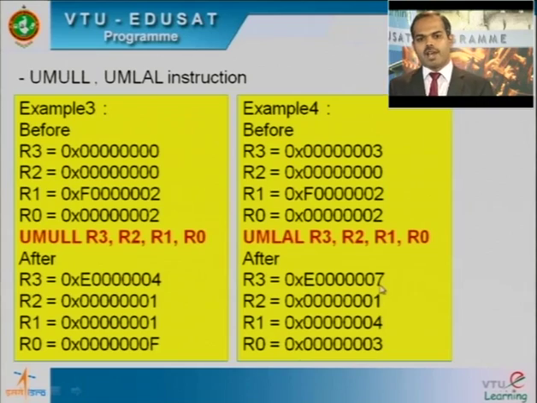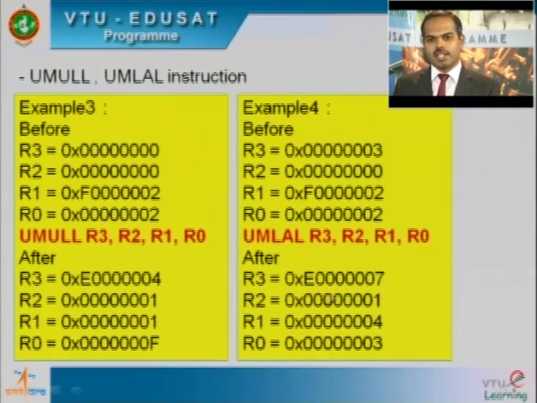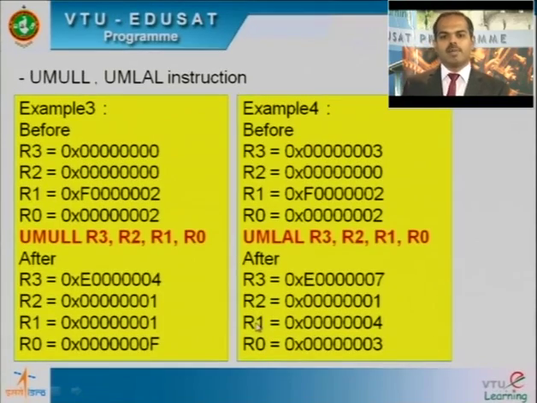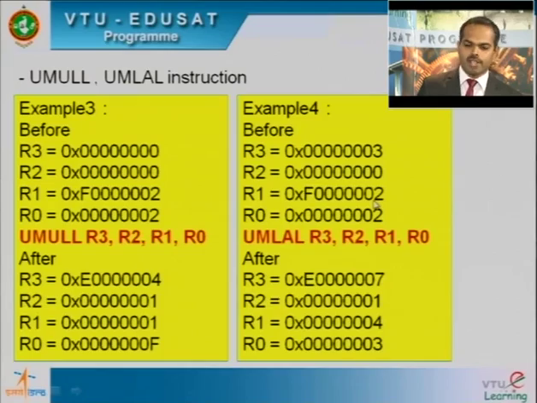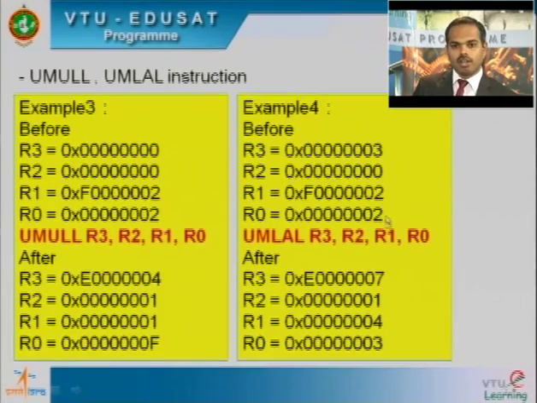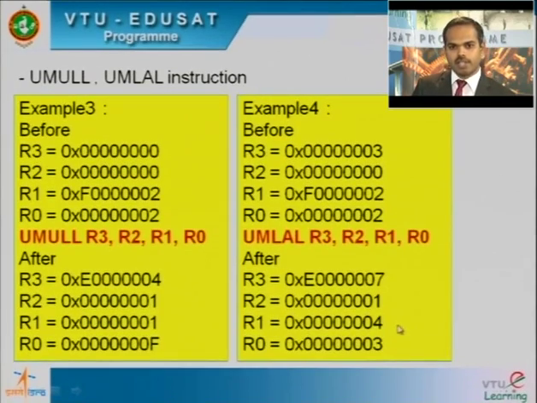Lower 32-bit values are held in the register R3. Upper 32-bit values are held in the register R2. The remaining values of R1 and R0 should be the same as previous. Again, to note in this case also, if there is any different value, it is just a typing mistake.